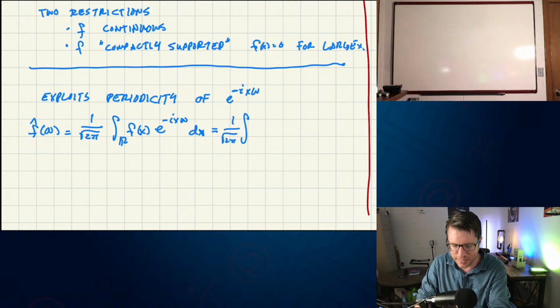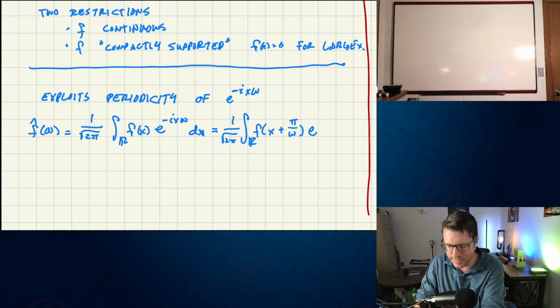So I have the integral over R still, but now I'm going to put f of x plus pi over omega, and this is multiplied by e to the minus i times x plus pi over omega, dx.